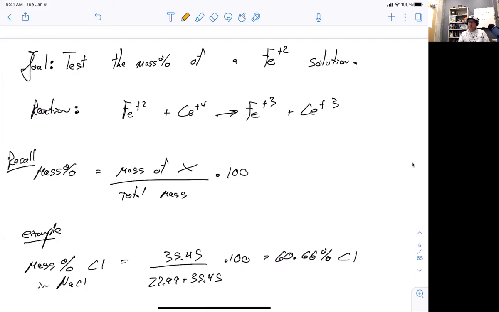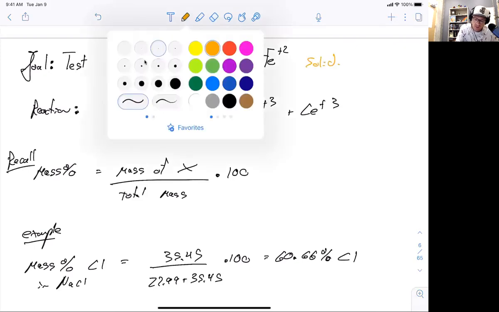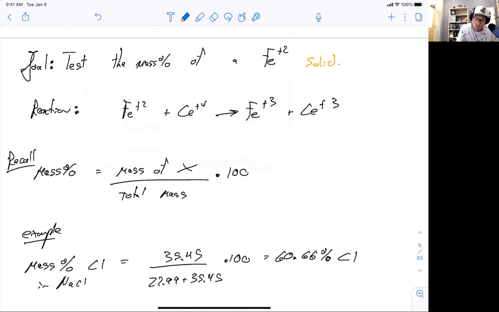So, welcome to the pre-lab lecture on the redox titration. The goal today is to test the mass percent of this iron 2, I really shouldn't say solution, solid. Iron 2, it's going to come in a solid form. When we test the mass percent, we're sort of testing the purity. How are we going to test the purity of this chemical solid that has iron 2 in it?